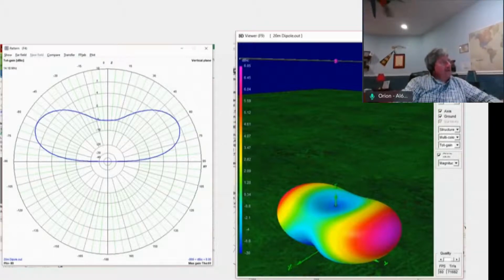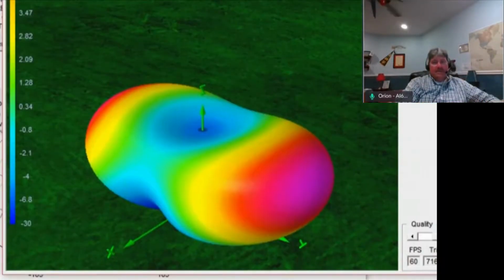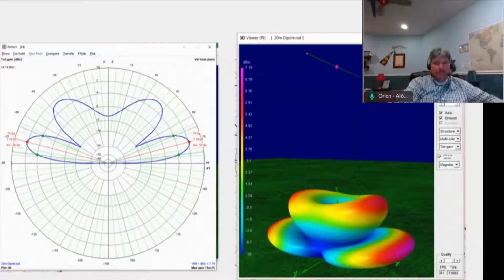So half wavelength shows us that we've actually got a very good DX antenna. Look how it's all pulled together nicely. We can see that we have a nice focus of our power all heading out broadside to our wire. Now let's take this and make it one full wavelength. Uh-oh, something's happening here.